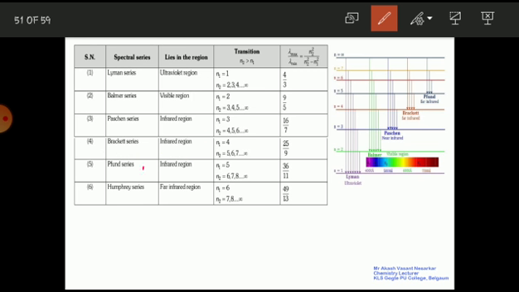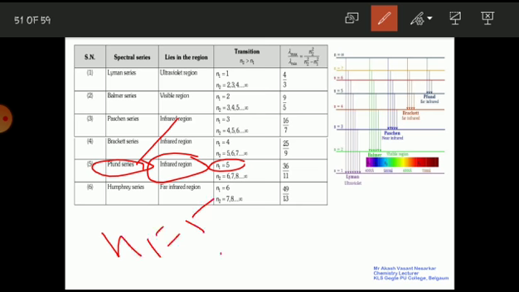Next one, the Pfund series. So this is also important. When an electron falls back from a higher energy level to the fifth energy level, it produces the infrared region, and such a series is called the Pfund series, where n1 is equal to 5 and n2 is equal to 6, 7, 8 and so on.